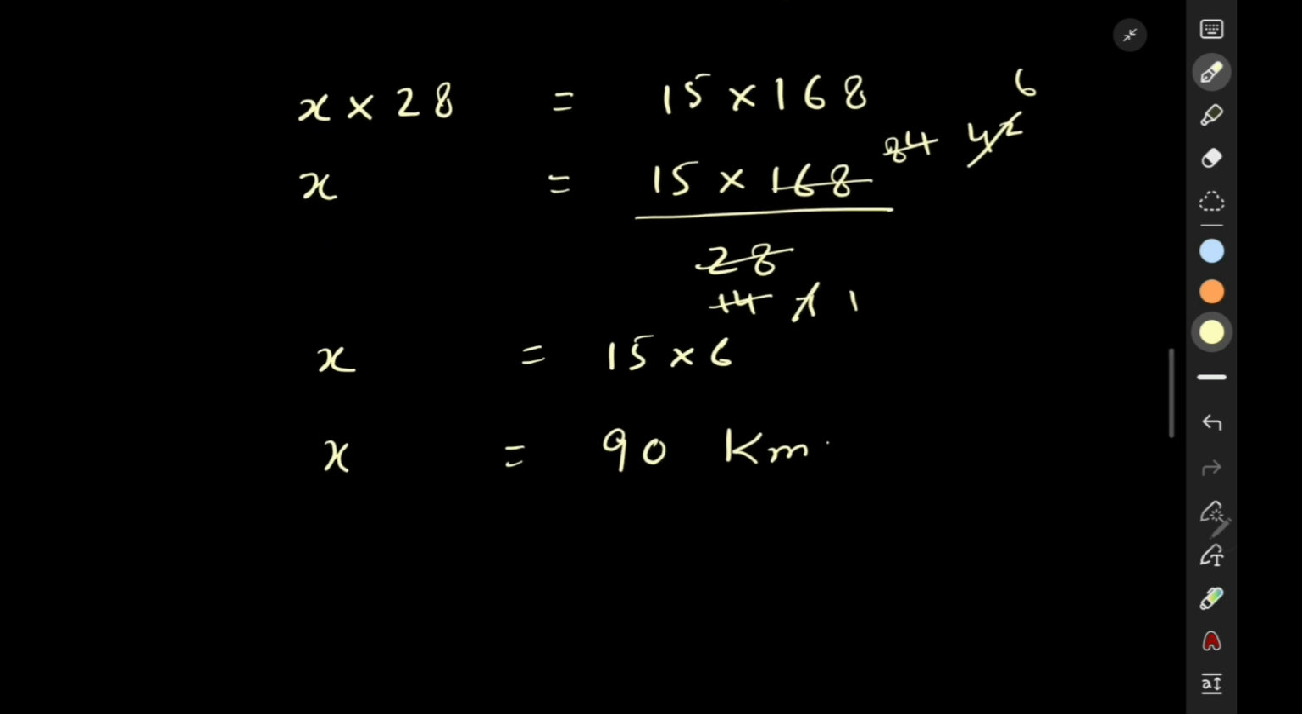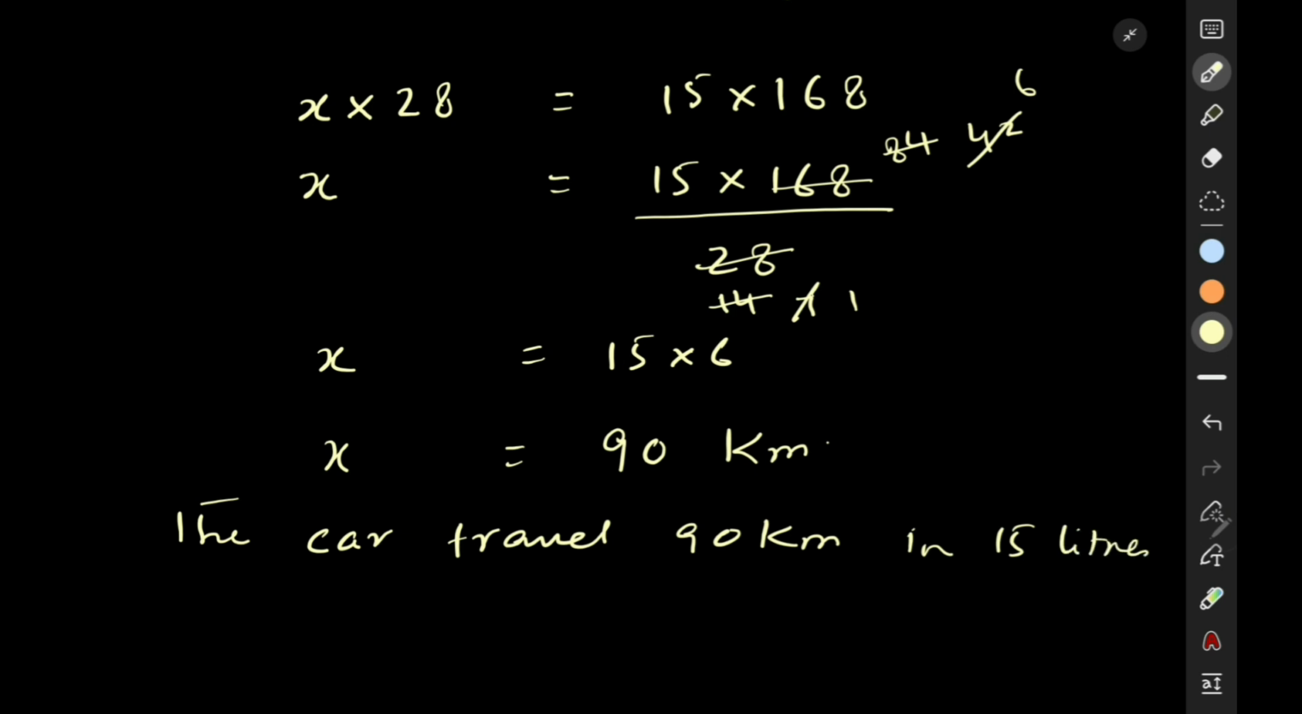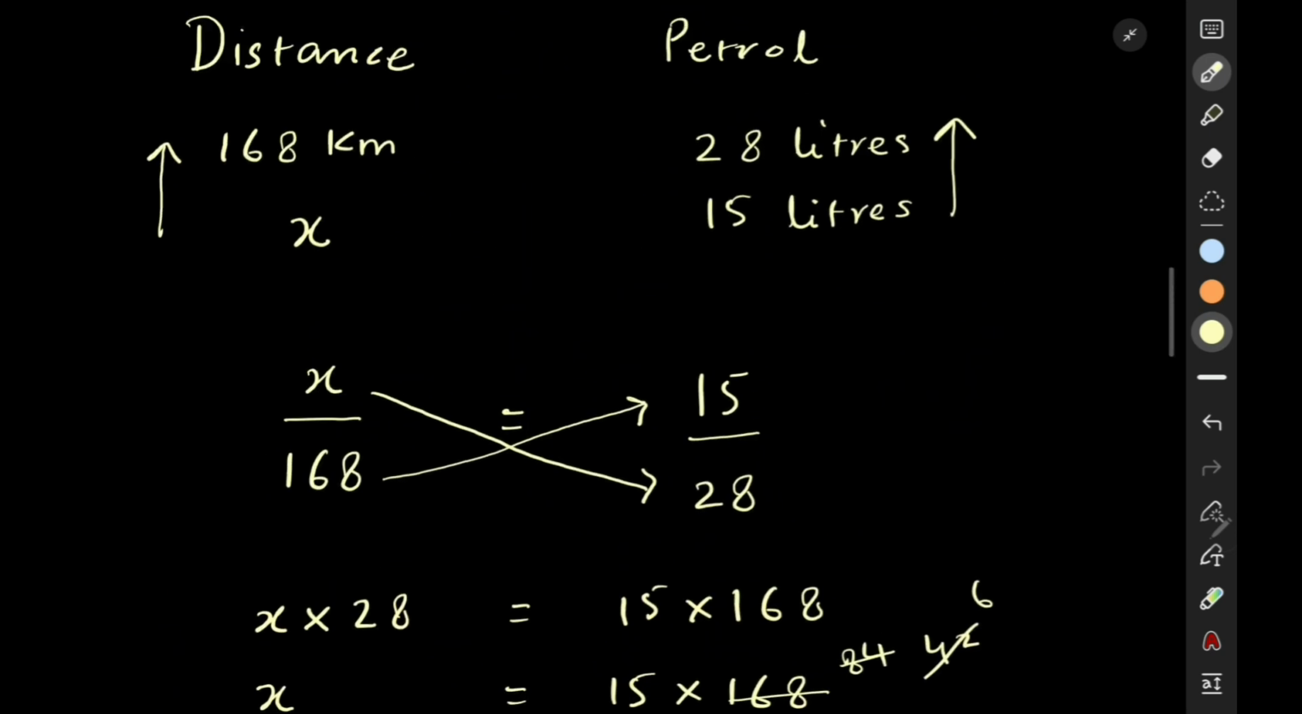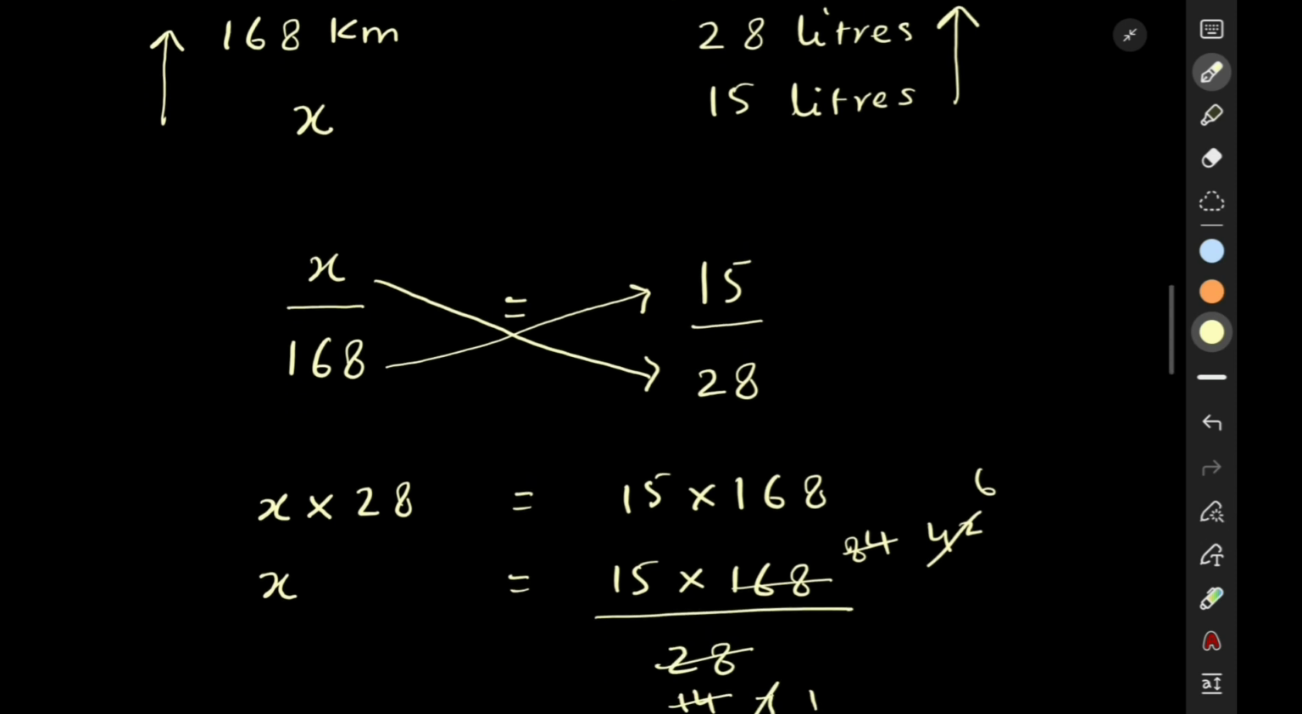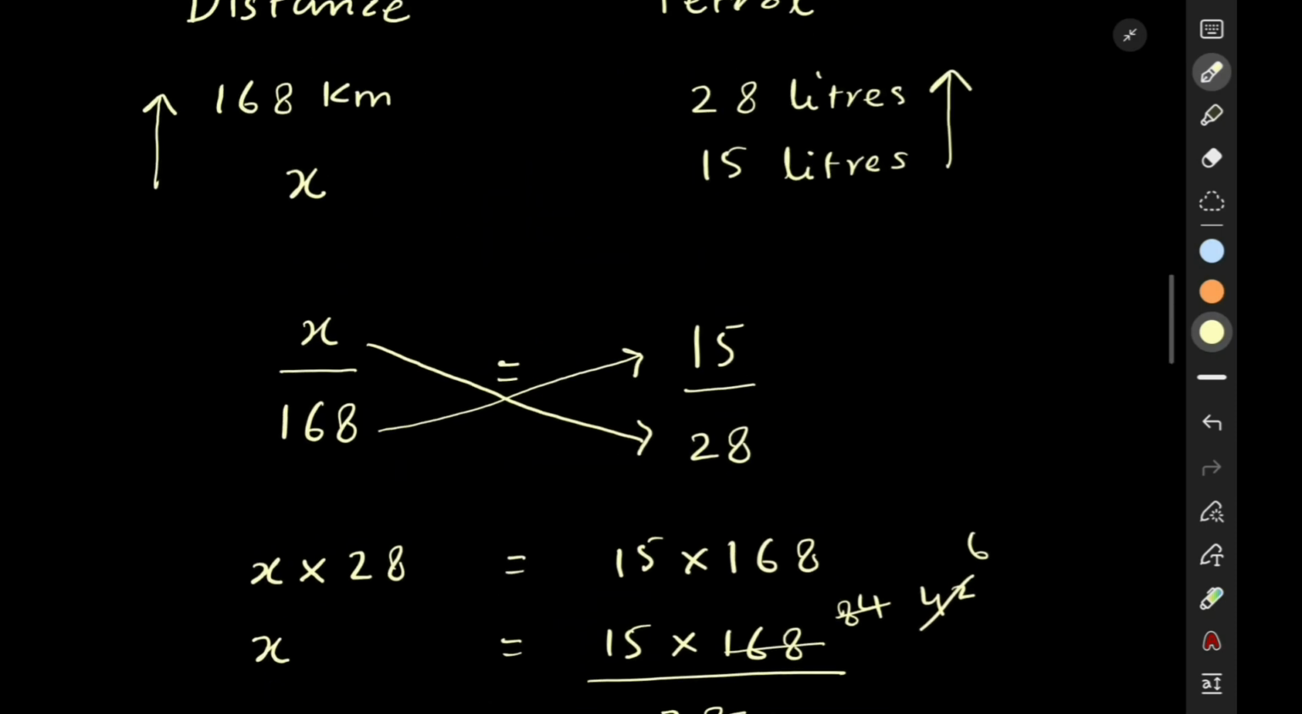So we can say that the car travels 90 kilometers in 15 liters. Here you see that the petrol used by the car is 15 liters, which is less than the previous 28 liters. So the distance also decreases here, that is 90 kilometers.